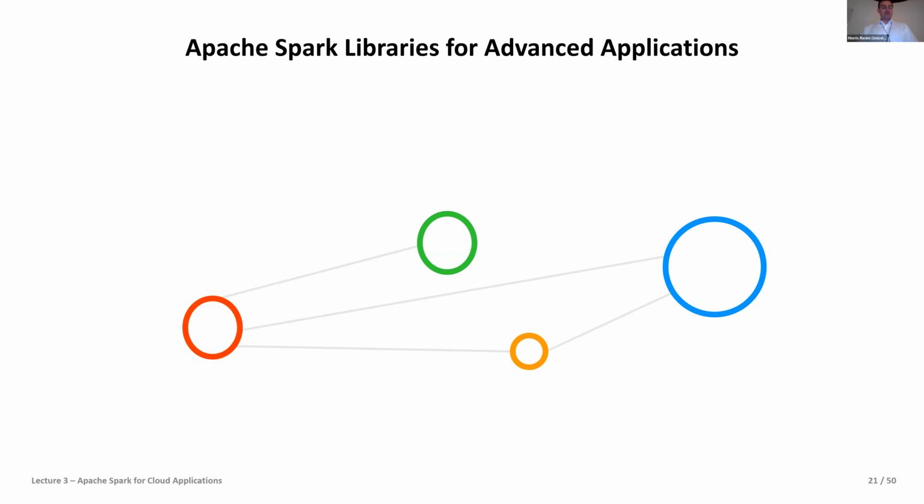Welcome back to our lecture 3 on Apache Spark for cloud applications. Now we have the second part, where we look a little bit more into the library support of Apache Spark. So this is, of course, a very important part of it. The runtime that we have seen, the core of Apache Spark, is very powerful.